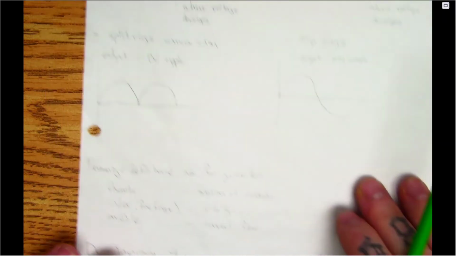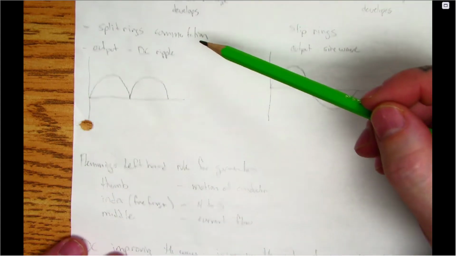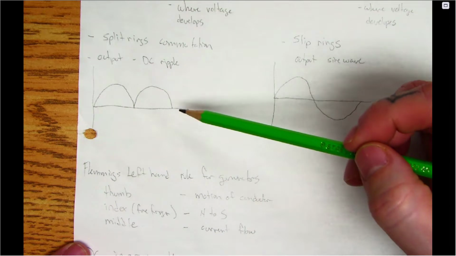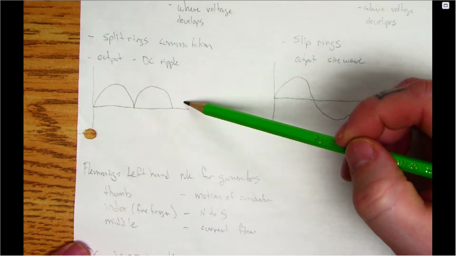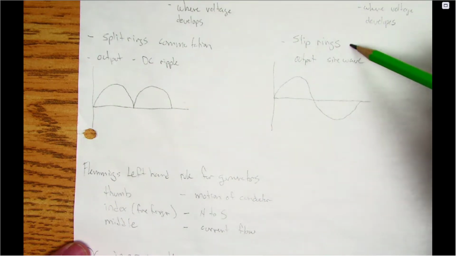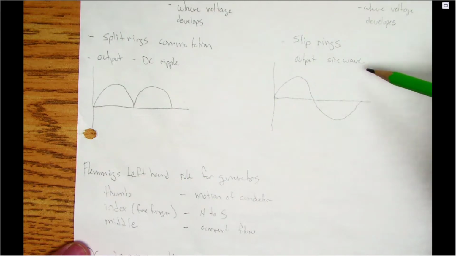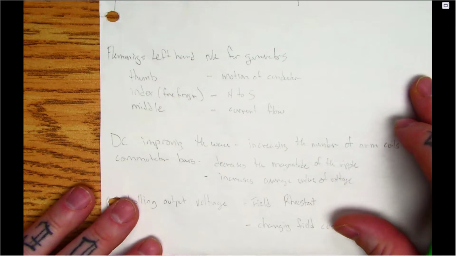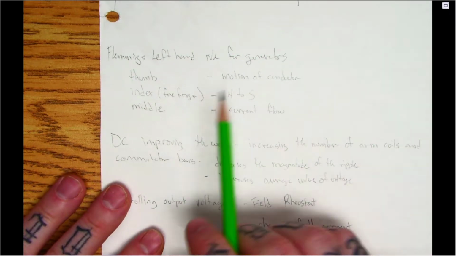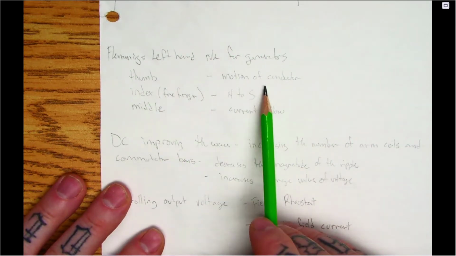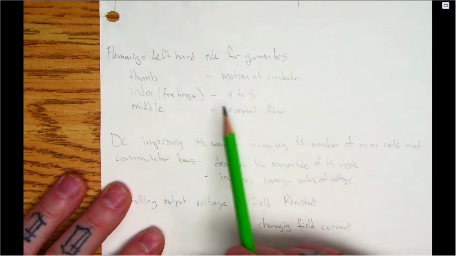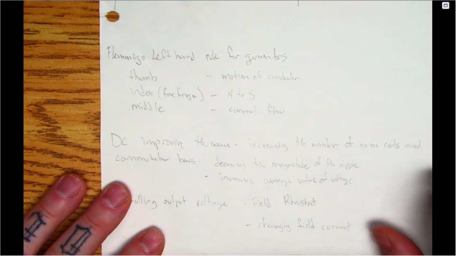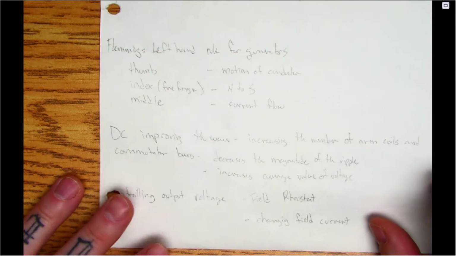Our output, for DC, we have split rings commutation, and our output is a DC ripple, a pulsating DC. In AC, we have slip rings, and our output is a sine wave. Other things we want to make sure we know, our Fleming left-hand rule for generators. Our thumb is the motion of the conductor. Our index finger points the direction of the field from north to south, and our middle finger shows us the current flow.